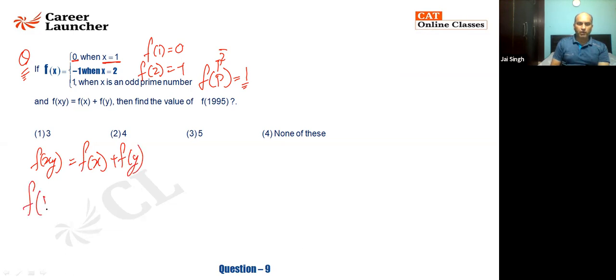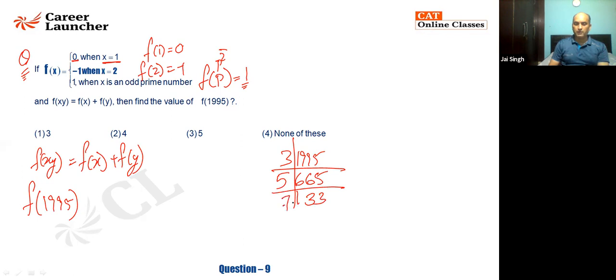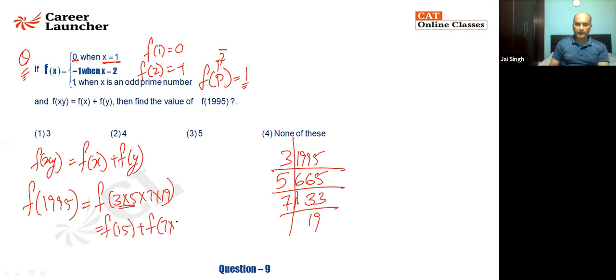So f of 1995, if you do the factorization, my dear, 3 sixes are 18, 3 fives are 15, then 5 divides here, 5 ones are 5, 5 threes are 15, then 7 ones are 7, 7 nines are 63. So I'll say it is f of 3 into 5 into 7 into 19. I can take first these two values together. I'll say it is f15 plus f of 7 into 19.